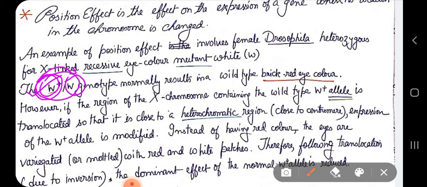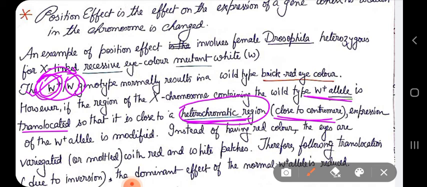But suppose the W plus allele's position is changed, that means translocated, so that it is shifted to a region which is close to the centromere, which is a heterochromatic region, as a result of inversion. So, as a result of inversion, if within the X chromosome the W plus allele is shifted close to a centromeric region, which is a fully heterochromatic, inactivated region, fully coiled with histone proteins to make them coiled regions of chromosome, non-functional regions.